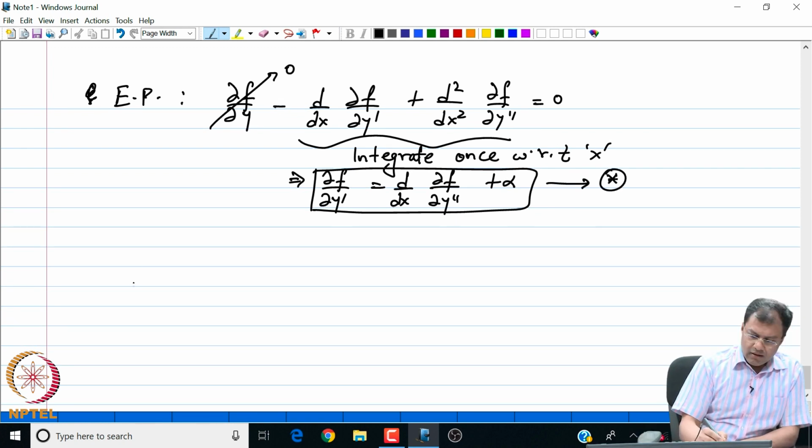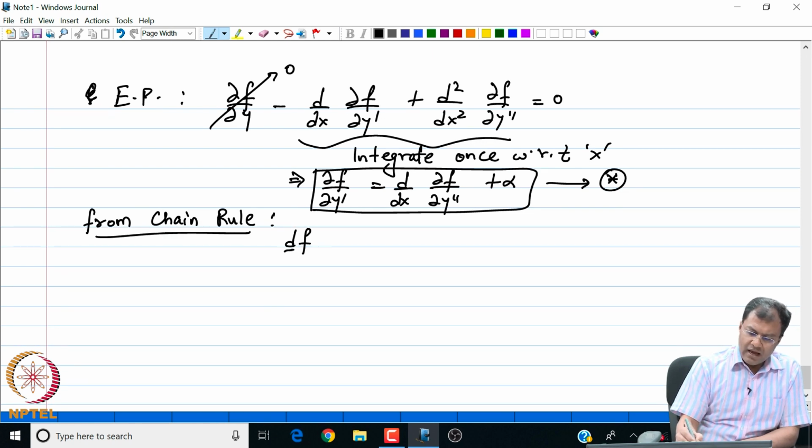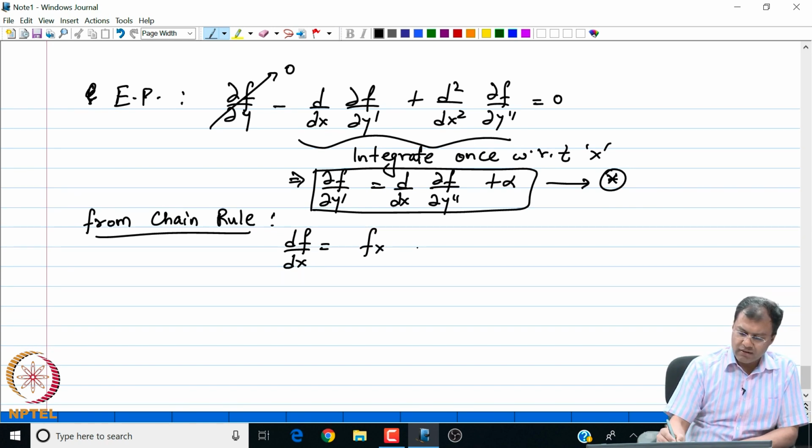Now, notice we have a standard result from the chain rule. From the chain rule I can write down the derivative of f, df dx. We can use the chain rule to see that f is a function of x, y, y prime, y double prime.